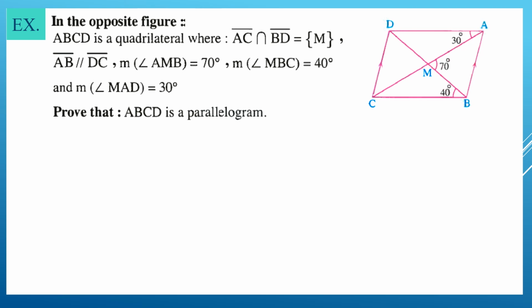Exercise: in the opposite figure, ABCD is a quadrilateral where AC intersects with BD at M. AB is parallel to DC. Measure of angle AMB equals 70 degrees. Measure of angle MBC equals 40 degrees, and measure of angle MDC equals 30 degrees. Prove that ABCD is a parallelogram. Here our proof.